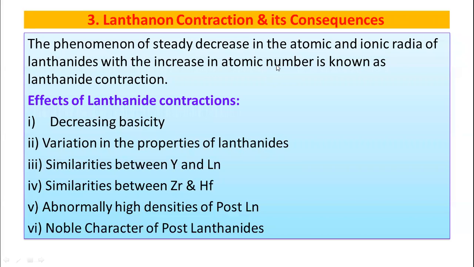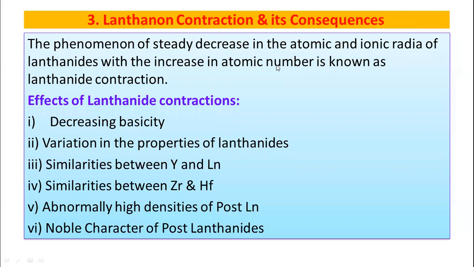So in this lecture, we are going to discuss one of the important properties of the lanthanoids, that is lanthanoid contraction, or lanthanide contraction, and its consequences. So what is lanthanoid contraction? Contraction means decrease in size. The phenomenon of steady decrease in the atomic and ionic radii of lanthanides with the increase in atomic number is known as lanthanide contraction.